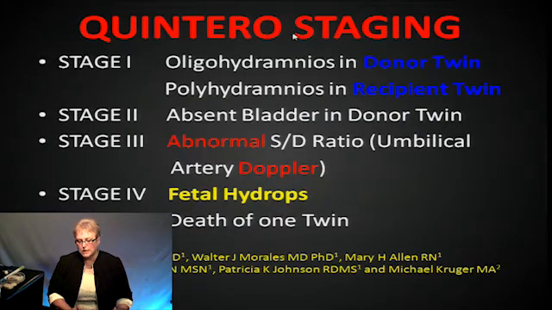Quintero staging is the most common one. We're actually using a combination between Quintero and Cincinnati, but stage 1 is just oligohydramnios in the donor twin. That's the one that's pumping some of its blood over to the bigger baby. Polyhydramnios in the recipient. Stage 2, you have absent bladder in the donor. Stage 3, abnormal Dopplers. Stage 4, fetal hydrops in one or both of the babies. It's more common in the recipient because it has this volume overload. And then stage 5 is death of one of the twins.